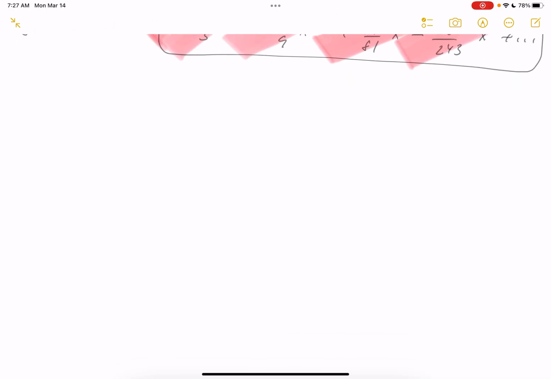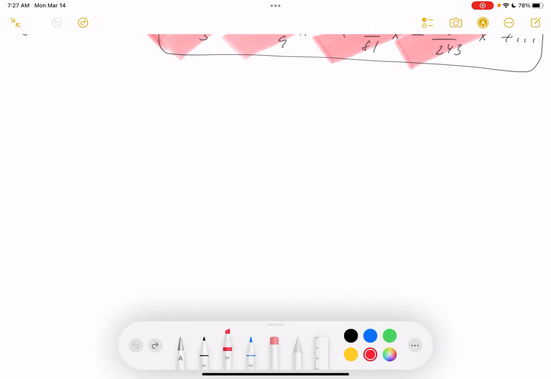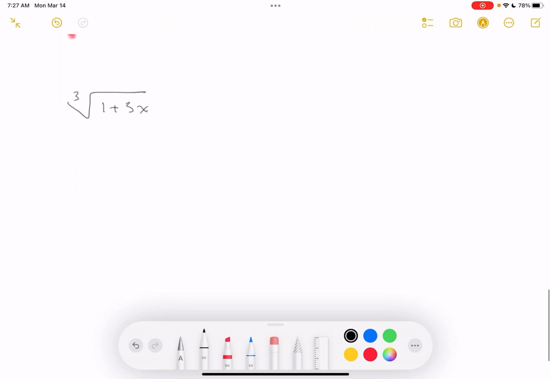So we're going to do the expansion of a cube root now. The cube root of 1 plus 3x. I'm going to use the generalized binomial theorem to do it.